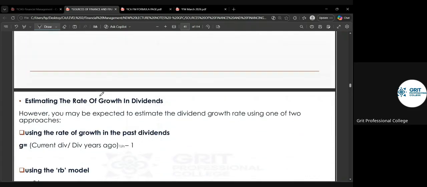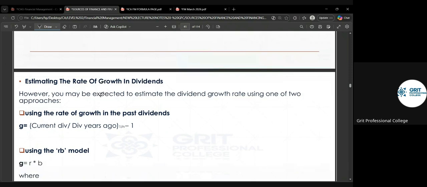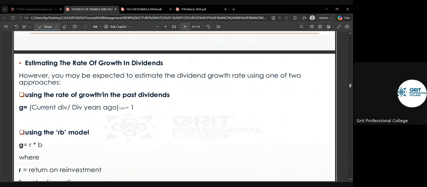Now, earlier, you were given the growth rate in the company's dividend. But what if you are told to calculate the growth rate in the company's dividend yourself? And this is where I also want you to pay attention. We have two ways of doing it. When you check the formula sheet, you can see that they've given you one formula for g, and then a second formula for g. All right.